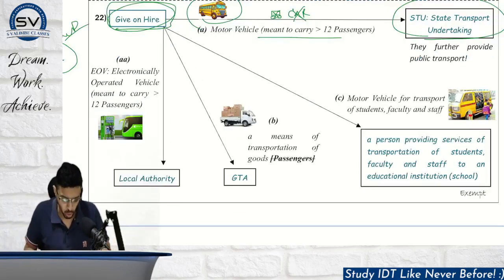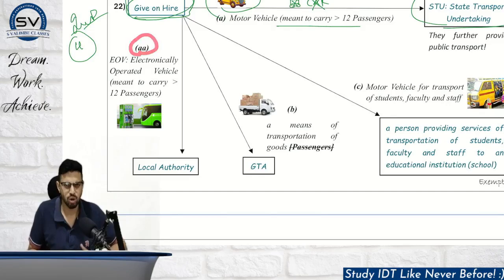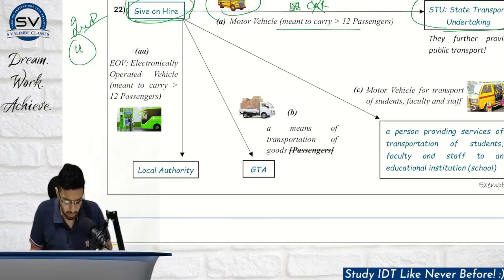Okay, next, AA. You don't have to learn the clauses, that is okay. I am giving on hire to a local authority what? An electrically operated vehicle meant to carry more than 12 passengers. Here there is a restriction when I am giving to a local authority. We are promoting the electric vehicle, EV, sector in India. Again more than 12 passengers, because they are going to further provide this to passengers, to the local people.